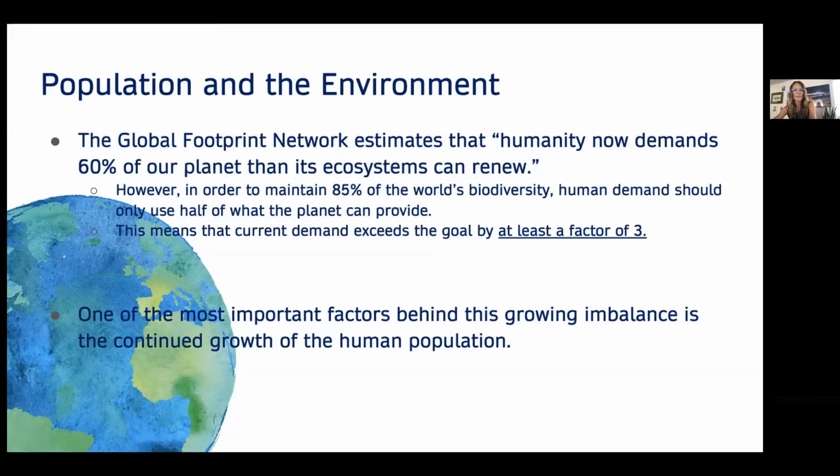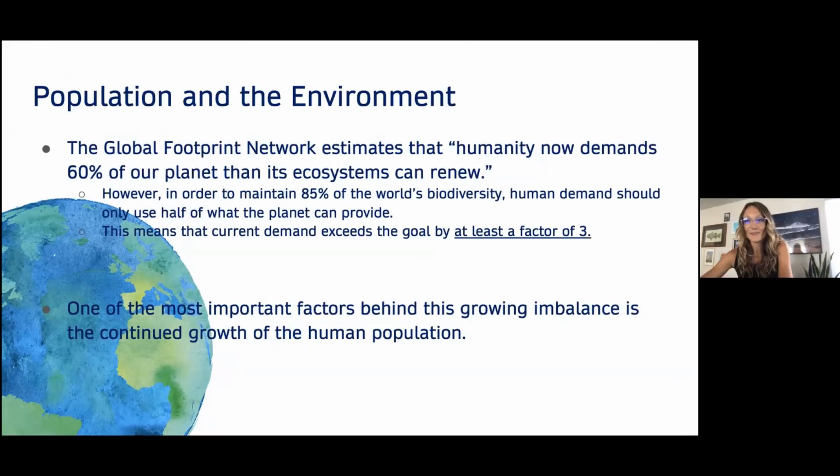And of course, climate change is a very complex issue, and there are a variety of contributors to climate change. And all of that needs to be addressed. Fossil fuel emissions, mainly produced in affluent countries, are one of the major contributors to climate change for sure. But there are many different other contributors as well. And the fact is, one of the most important factors behind this growing imbalance is the continued and sustained growth of the human population. And this should seem straightforward, right?